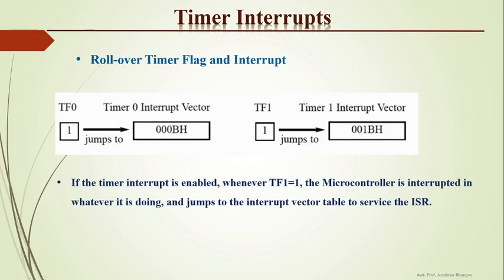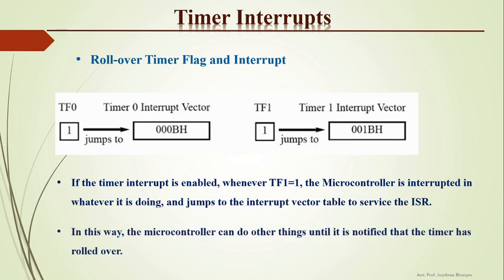So if the timer interrupt is enabled, whenever TF1 or TF0 is 1, the microcontroller is interrupted in whatever it is doing and jumps to the interrupt vector table to service the ISR. So in this way, the microcontroller can do other things until it is notified that the timer has rolled over, and this helps the microcontroller to increase the speed of its processing.